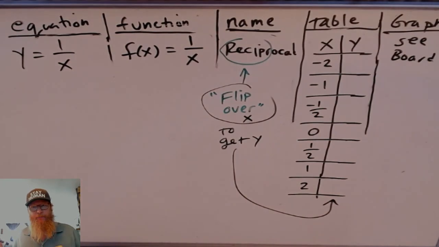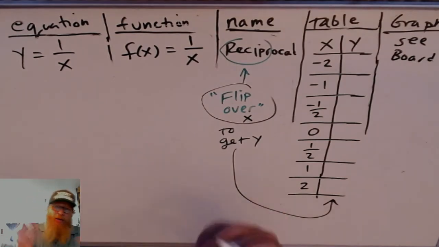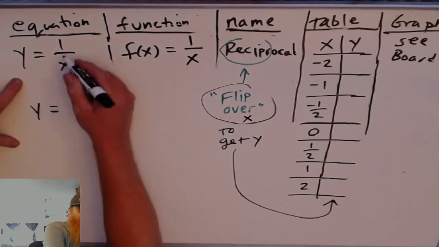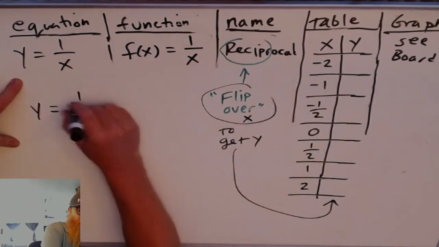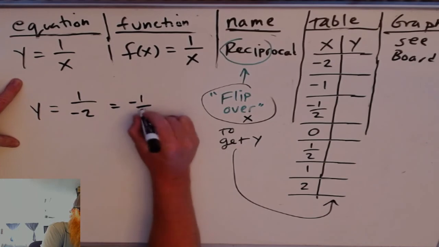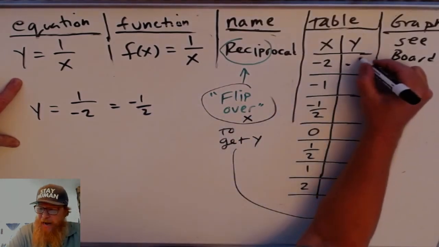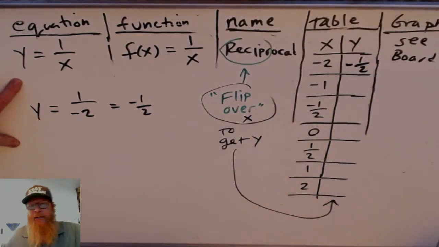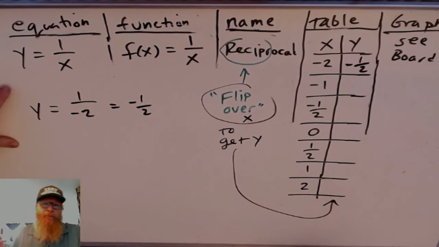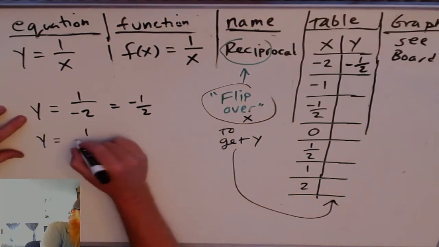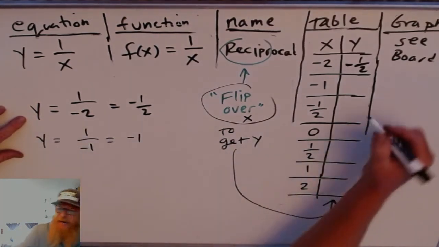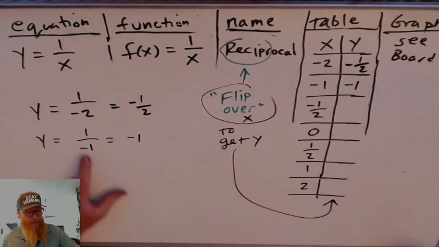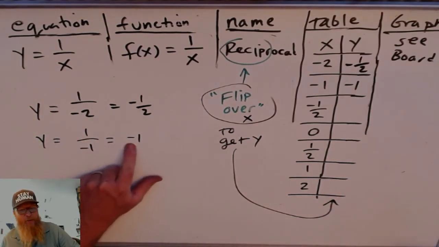So I'll do a couple of them for you. To get negative 2, you plug in negative 2, you flip it over, you get negative 0.5 or negative 1/2. If you use a calculator, it'll be a decimal, but I'm not using a calculator. It's negative 1/2. To flip over negative 1, you just get negative 1. 1 over negative 1 is just negative 1.